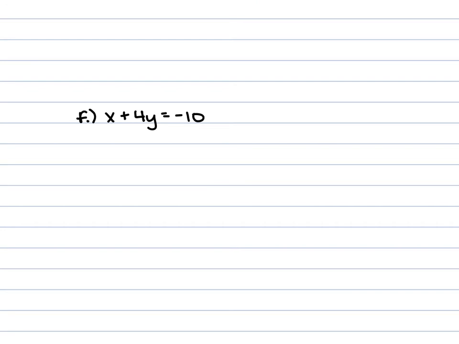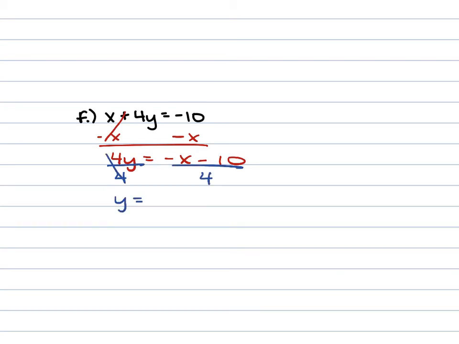For F, we have x plus 4y is equal to negative 10. So we're going to subtract that x from each side. We get 4y is equal to negative x plus negative 10. Then we just divide each side by that 4 and get y is equal to negative 1/4 x minus 5 over 2. So from this, our slope is the negative 1/4. Our y-intercept is 0, negative 5 over 2.